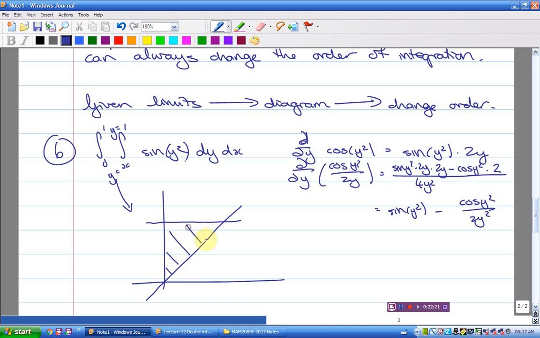This is my region over here. Our region goes from y equals x to y equals 1. So y equals x is the bottom of my region, y equals 1 is the top of my region, for values of x that go from x equals 0 to x equals 1. It's your inside integral that gives the shape of your region, that says whether your edges are curves or what they are.